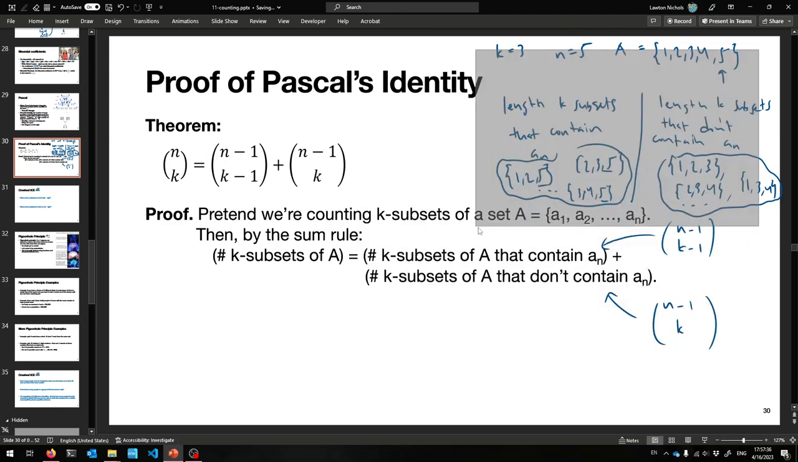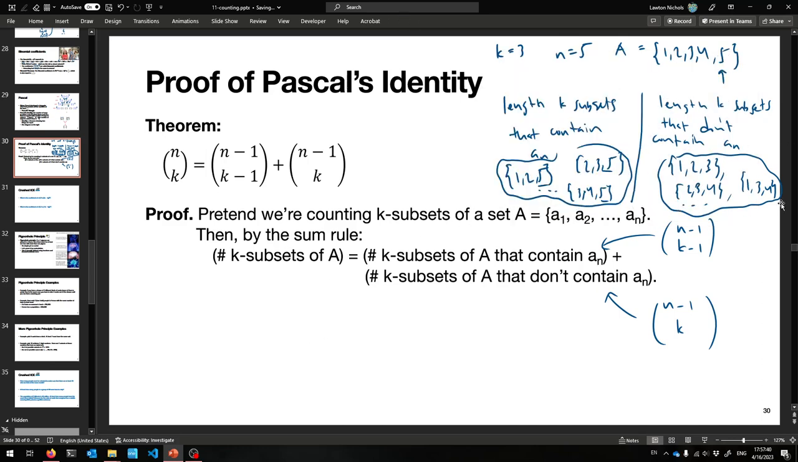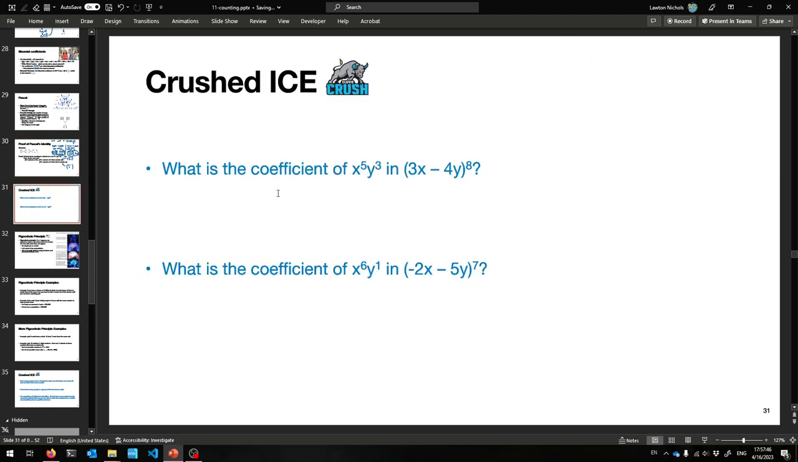This was an arbitrary element. a_n was an arbitrary element. And so you can make this a bit more precise. This was just an example, though, but I think it's a pretty convincing example. Okay. So with that in mind, let me have you try some of this.